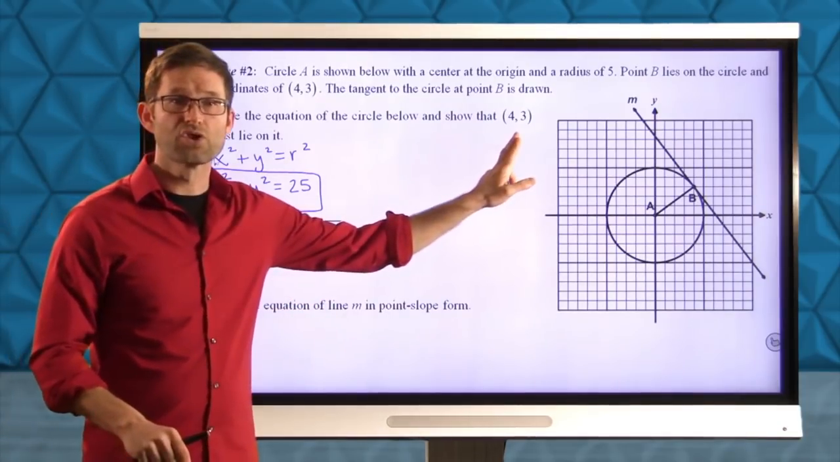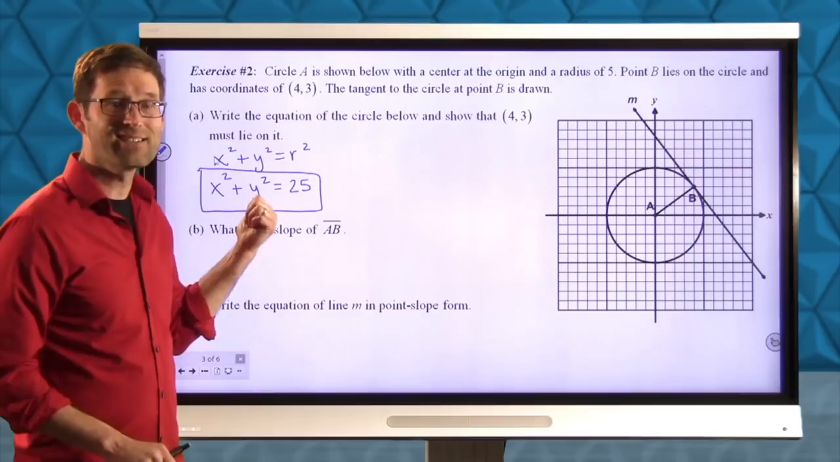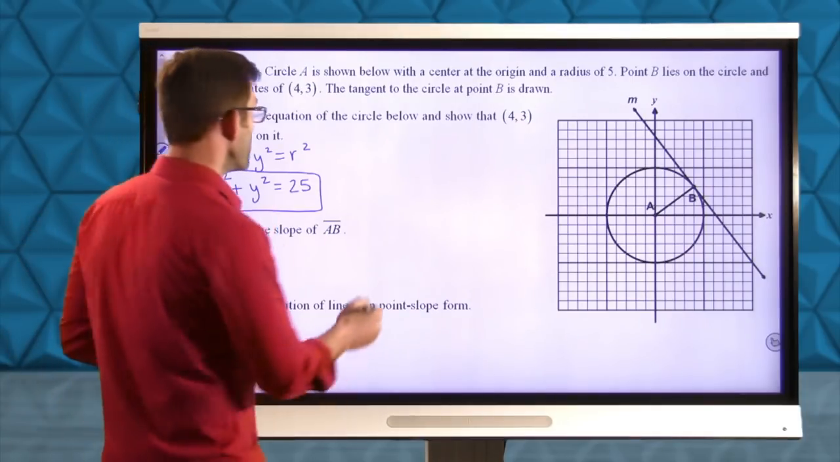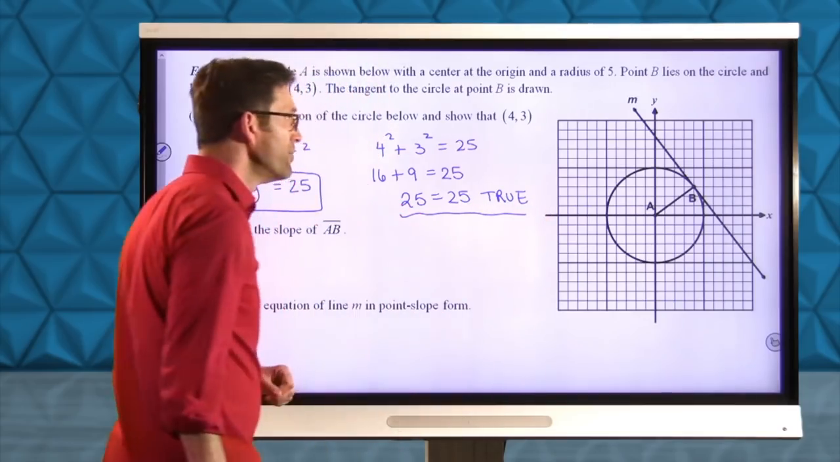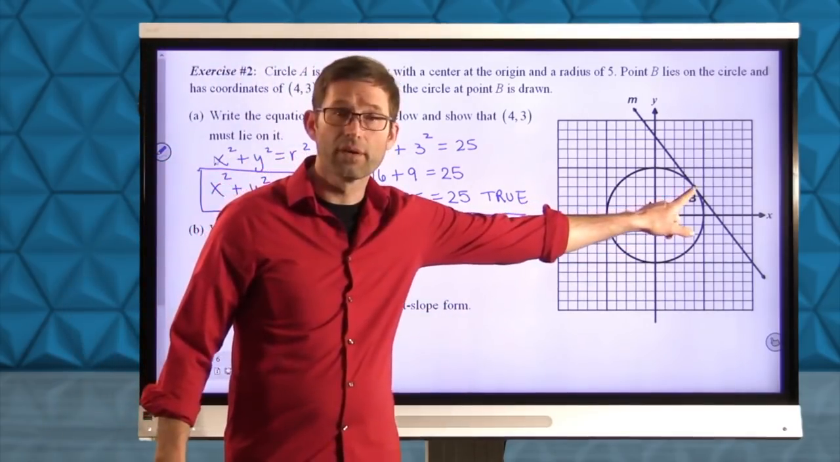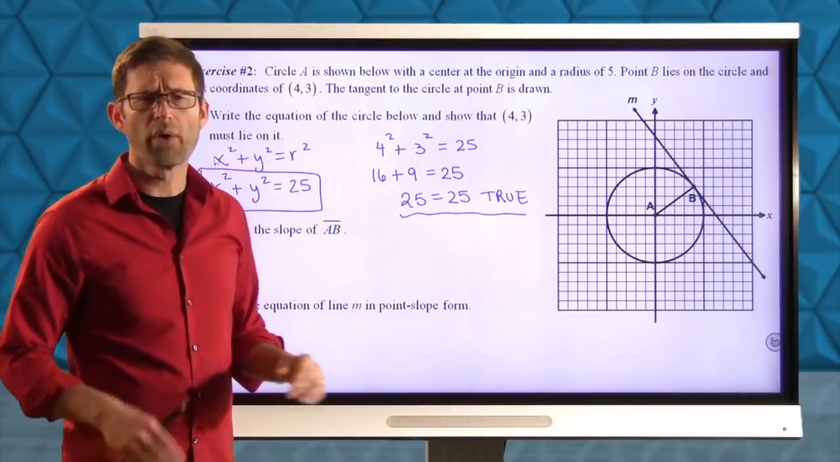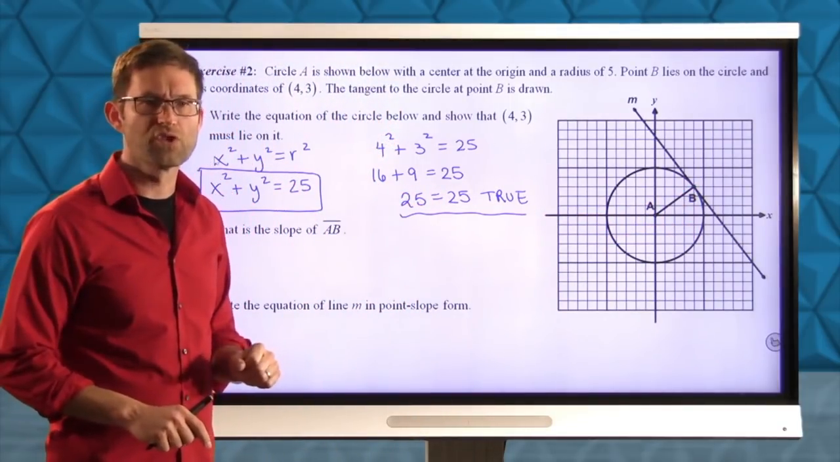Now, we were also asked to show that the point 4, 3 lies on this circle. That's also easy enough to do. All we need to do is substitute the point 4, 3 into the equation of the circle and show that it's a true equation. Right? We get 16 plus 9 is equal to 25, and 25 is equal to 25. That's true, and therefore the point must lie on the circle. As it does, there it is, point B. All right, just a little review work in terms of equations of circles.